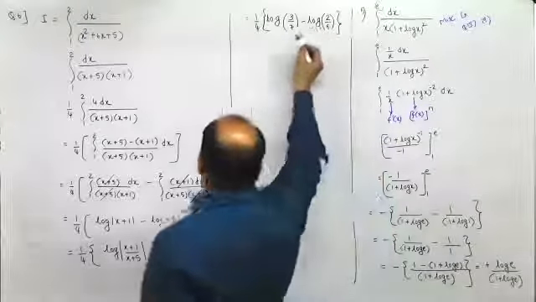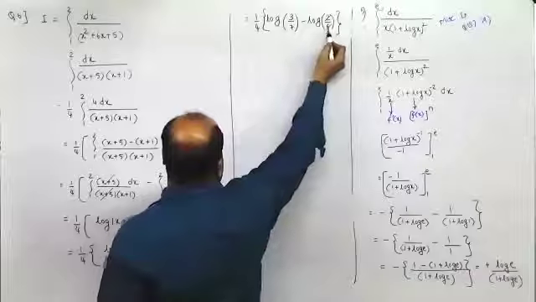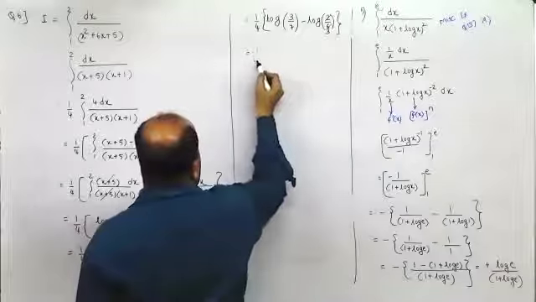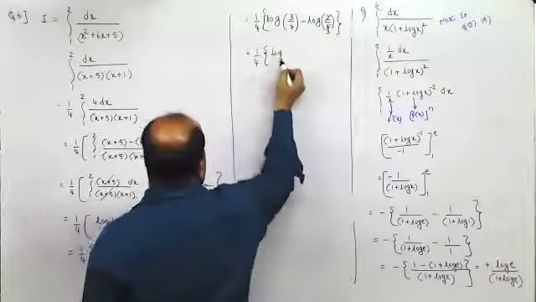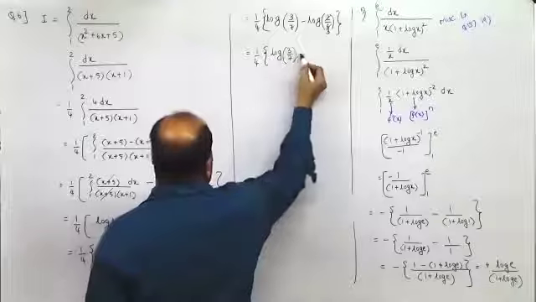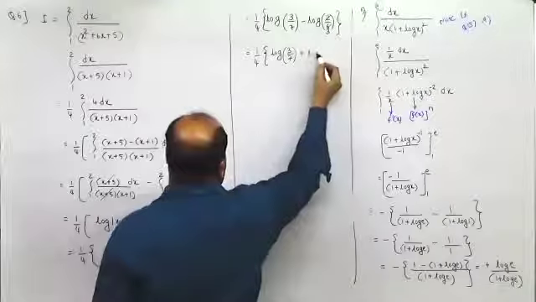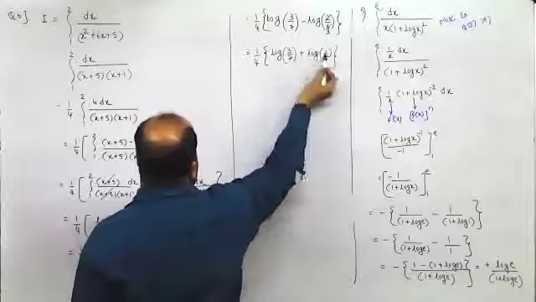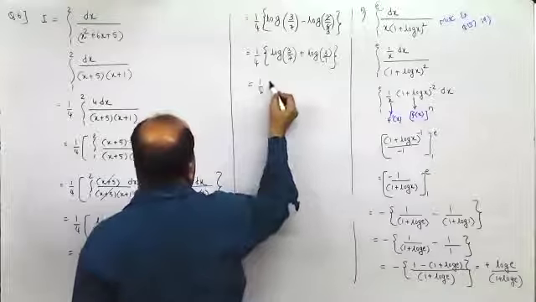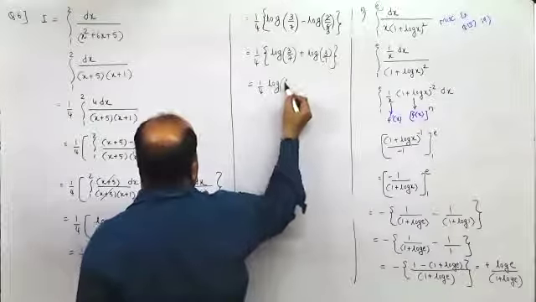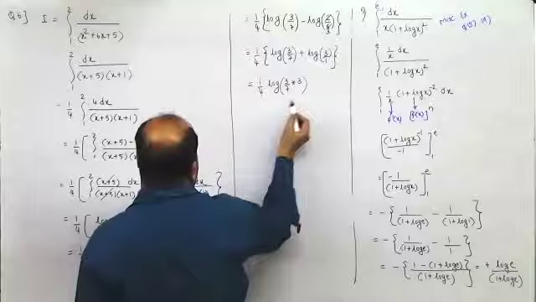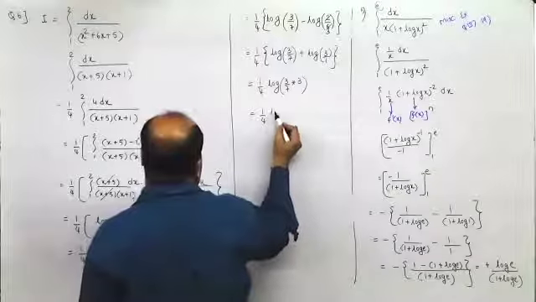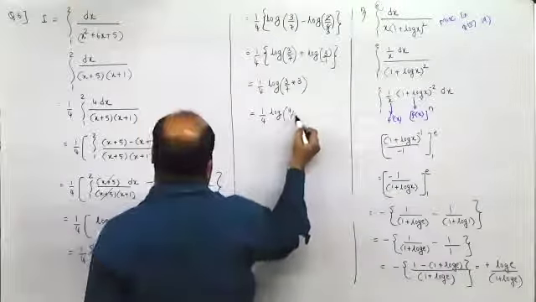Now this is log a minus log b. Since this is log a minus log b, I can write it as log a plus the log of the reciprocal of this term. So I can write it as 3 by 1. Now log a plus log b is log of a into b. So I can write this as log of 3 by 7 into 3. This is 1 by 4, log of 9 by 7.